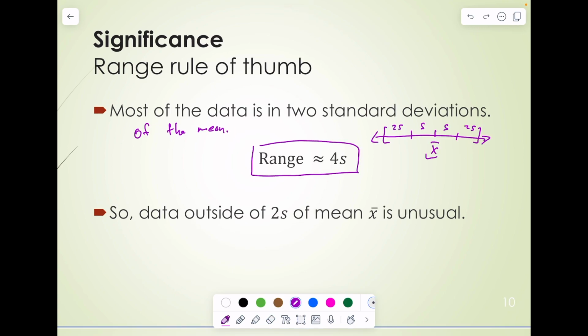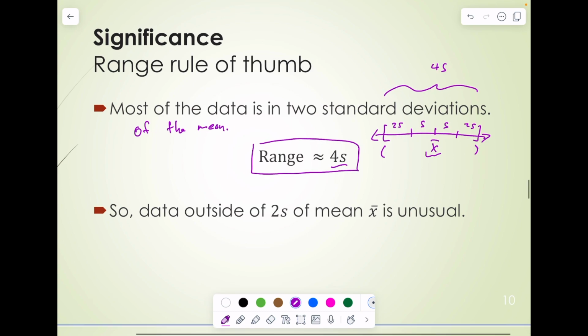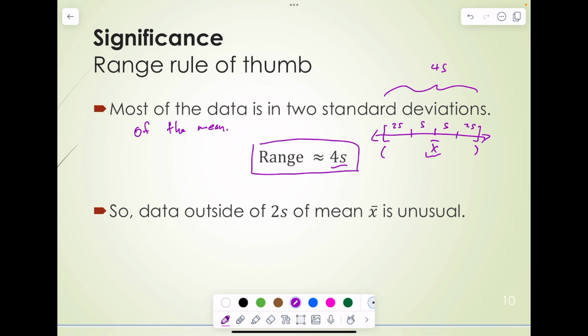So you have your data, and here's the mean, and then most of the data is within 2 standard deviations away from the mean. So that would be like this interval right here. And so notice that whole range, where most of the data is contained, is a distance of 4s. And so what that tells you is that the range is usually close to 4 times the standard deviation. So data outside 2s of the mean, x bar, is unusual. That's the range rule of thumb. And we are going to replace the word unusual with significant.